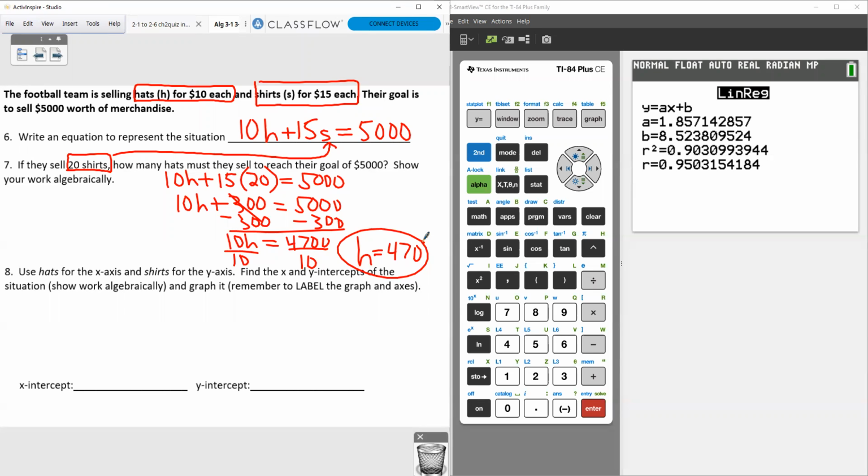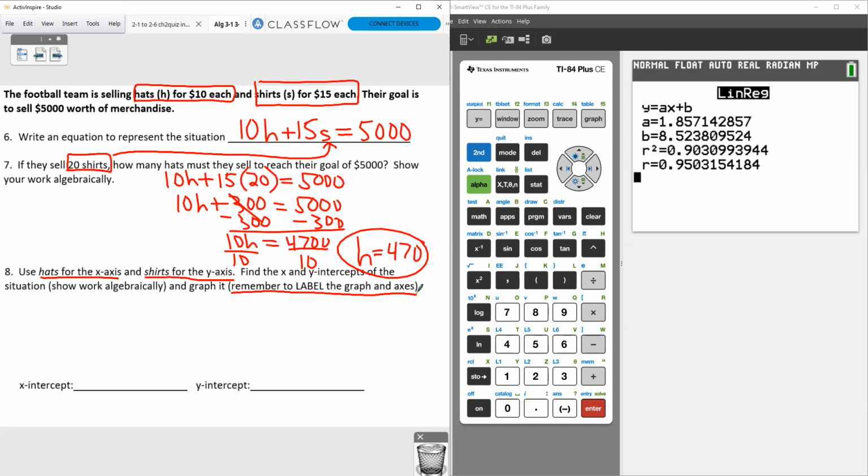In question number 8, use hats for the x-axis. Use shirts for the y-axis. Find the x and y intercepts of the situation. Show your work algebraically and graph it. Remember to label the graph and the axes.